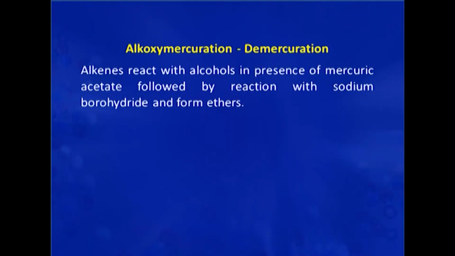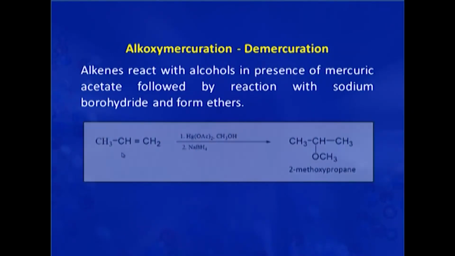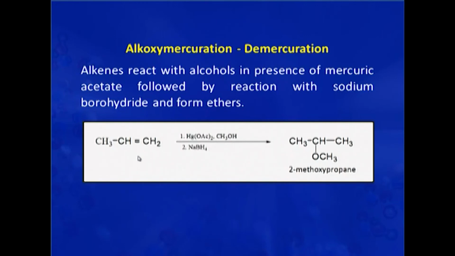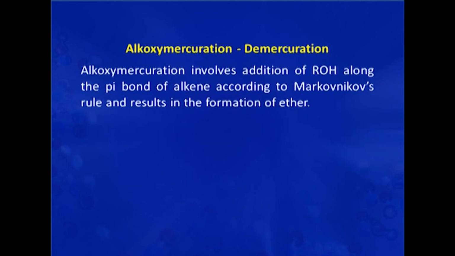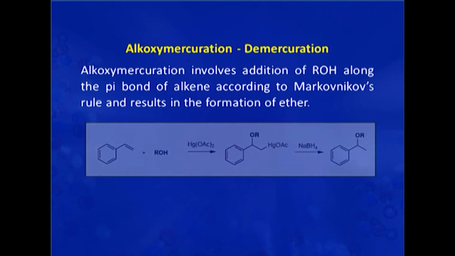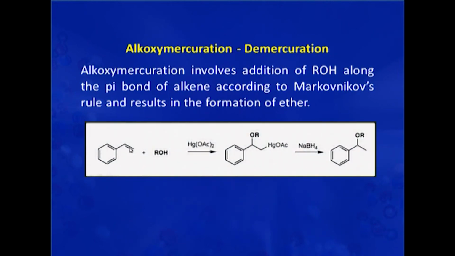Ethers can also be prepared by the alkoxymercuration demercuration reaction. Alkoxymercuration demercuration is actually the addition of alcohol along the carbon-carbon double bond. You can see here in this molecule propene reacts with mercuric acetate in presence of methanol, followed by reaction with sodium borohydride, and there is formation of 2-methoxypropane. The alkoxymercuration involves addition of ROH along the carbon-carbon double bond according to Markovnikov's addition rule.